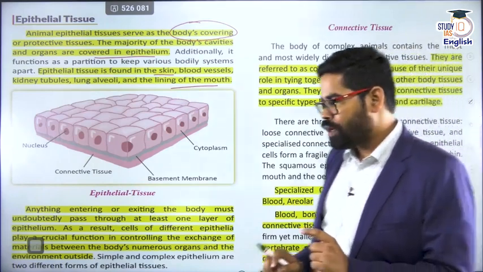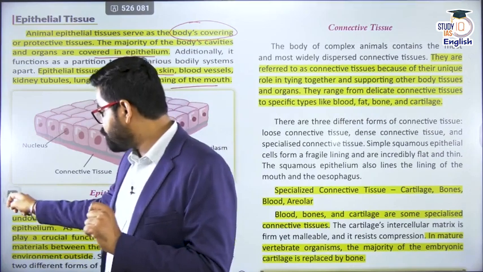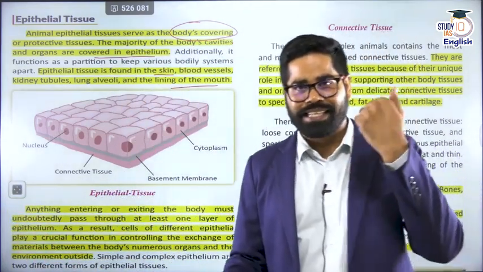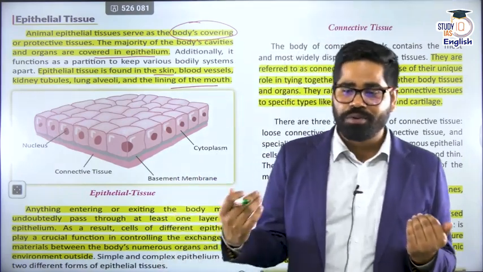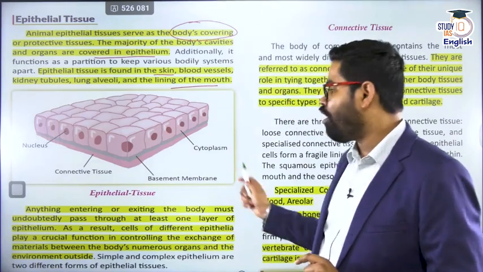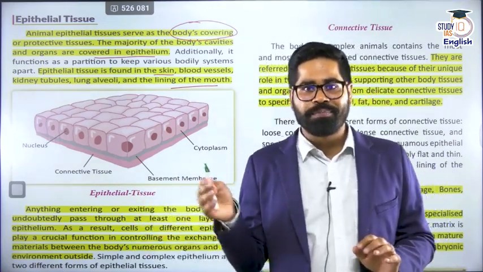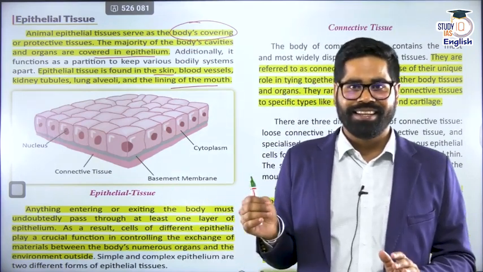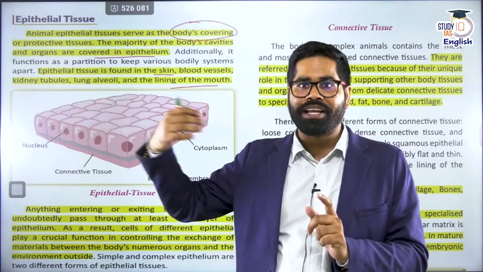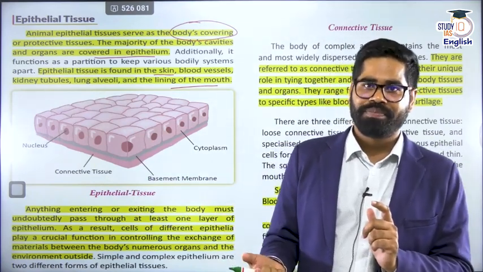Now, one important part of this: if anything is entering inside our body or exiting the body, if anything is coming inside the body or going outside the body, it has to pass through at least one layer of epithelium. So this acts as the protective cover of the body. At least if anything is entering the body or going outside the body of animals, it has to pass through epithelium.